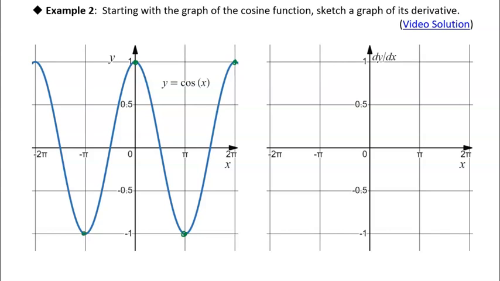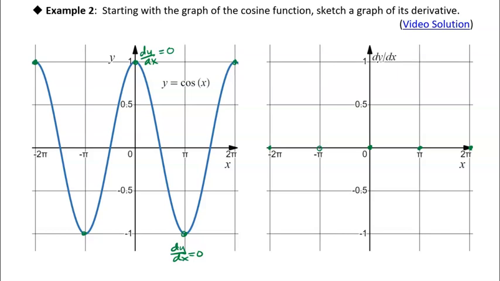These are the points where dy/dx is equal to 0. At these points, dy/dx is equal to 0. So I'm going to start by plotting those points. I have a 0 here. It looks like at pi, and I'll have a 0 at 2 pi, and then in the negative direction, I've got one at negative pi and negative 2 pi. I've got all these points where the slope of the graph is changing direction, so it's passing through 0.